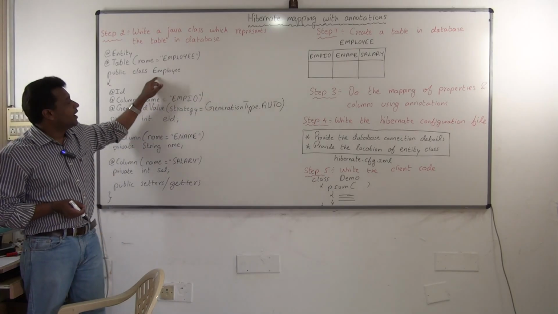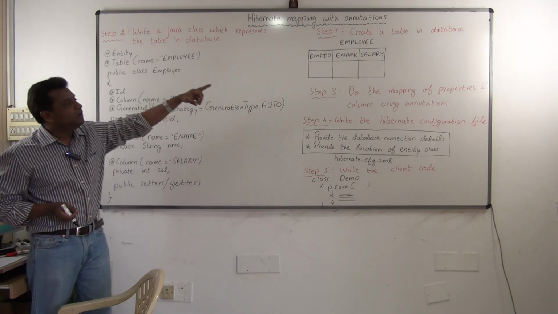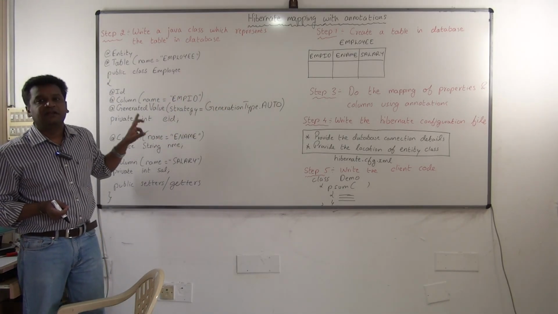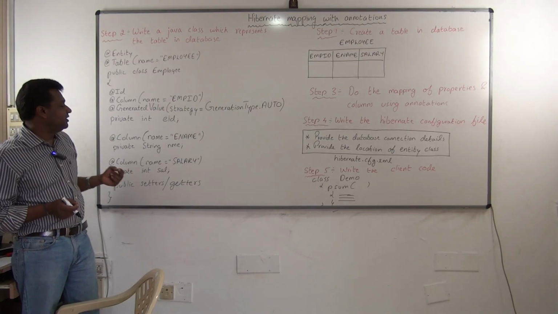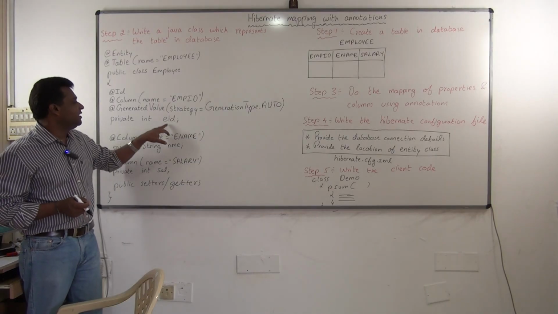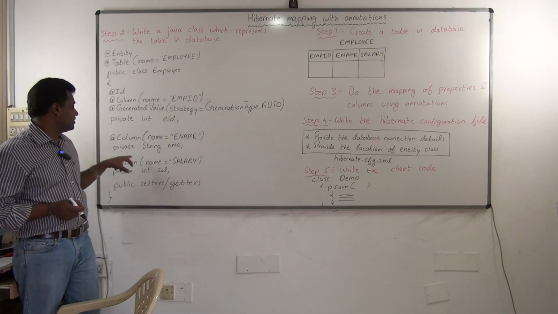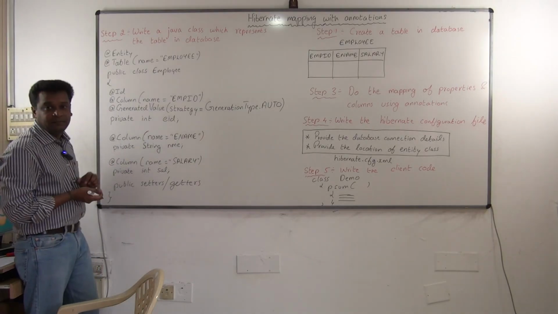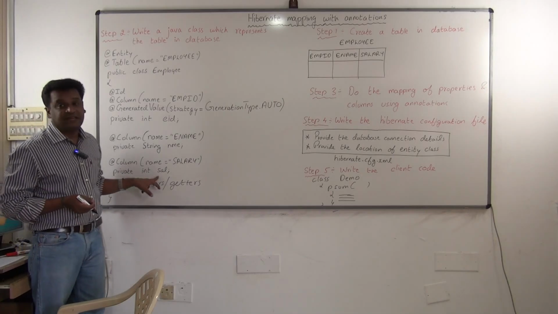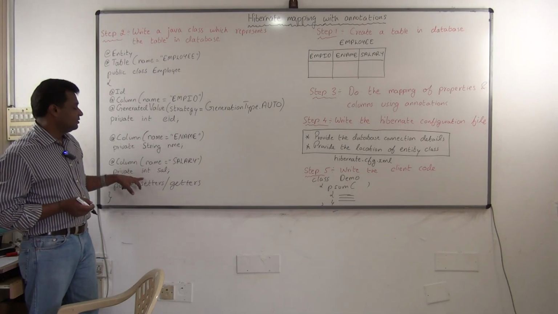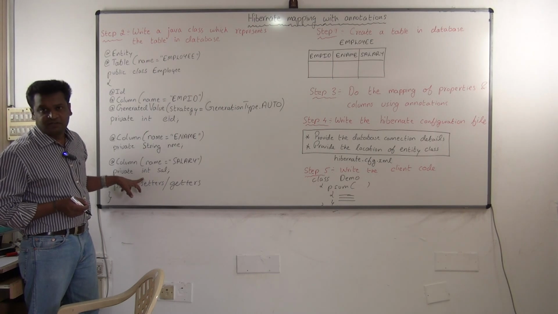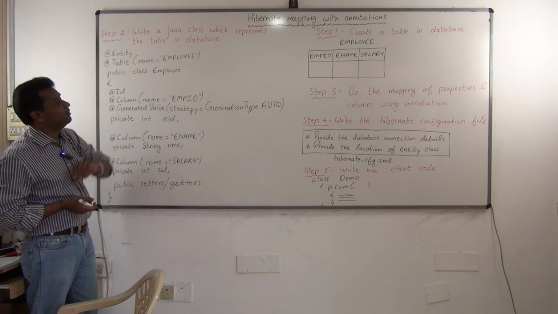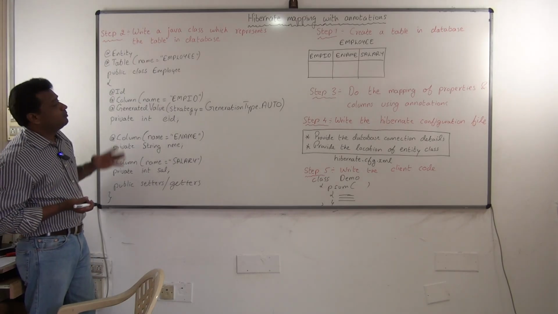And along with that, how many columns are there in that table, that many properties this class will have. So what are the different properties? Notice here. Private int EID is one property of the Employee class. Then one more property, private String NAME. Then the next property is private int sal. So there are 3 columns, that's why I have 3 properties. This is what you are doing. That's step number 2: write a Java class which represents the table in the database. Fine, step number 2 over.